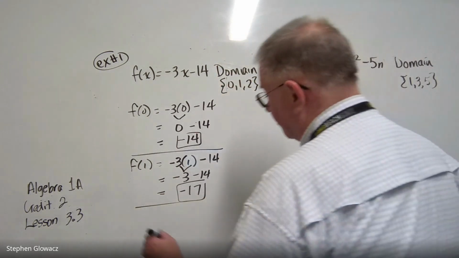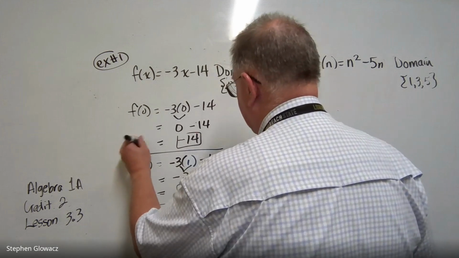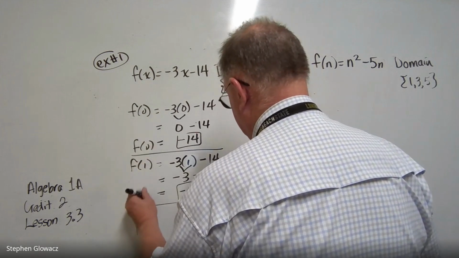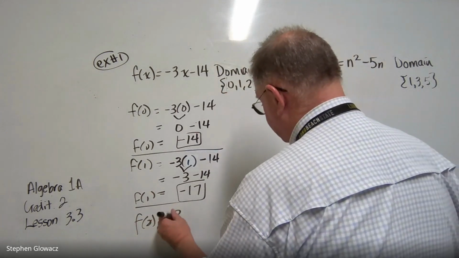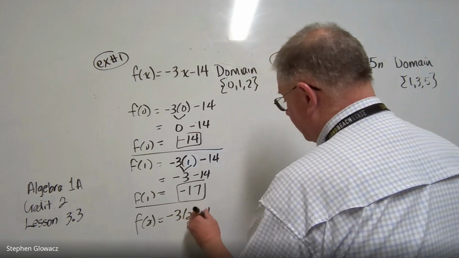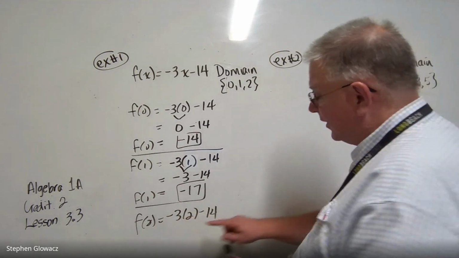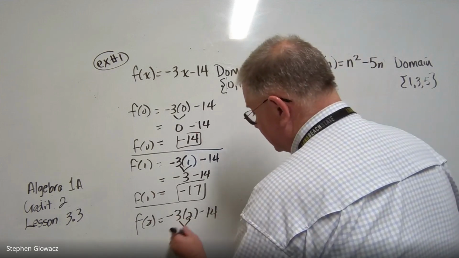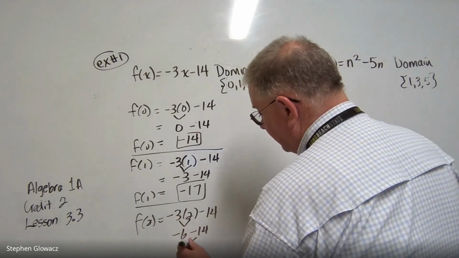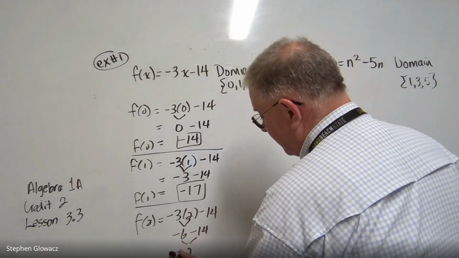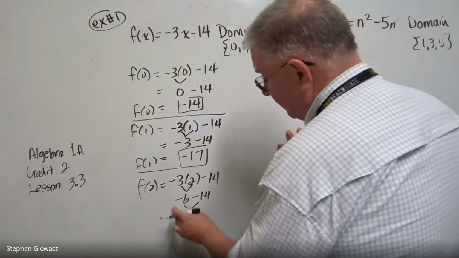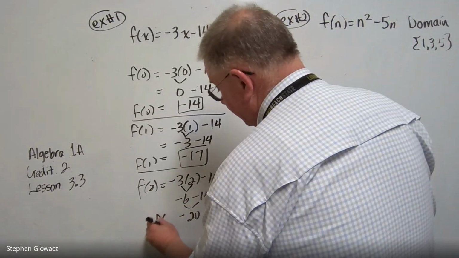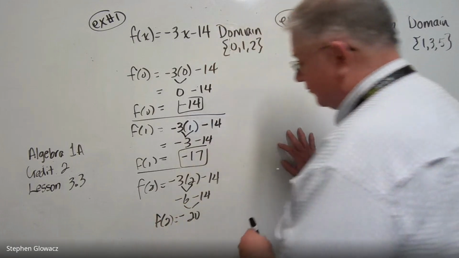Finally, f of 2. We should be writing f of 0 and f of 1 here. F of 2, we have negative 3 times 2 minus 14. Negative 3 times 2 is negative 6. Minus 14, again, signs are the same, so we add them up. Make sure we can see that okay there. And we keep the same sign, so f of 2 equals negative 20.